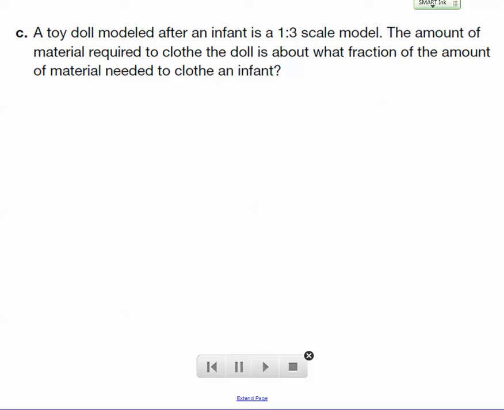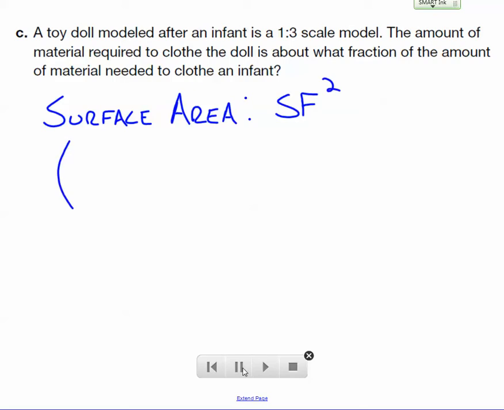Okay, a toy doll modeled after an infant is a 1 to 3 scale model. The amount of material required to clothe the doll is about what fraction of the amount of material needed to clothe an infant? Well, I think we're talking about surface area here, so how much clothing we'll need. We're talking about surface area to cover the doll. So that's scale factor squared.